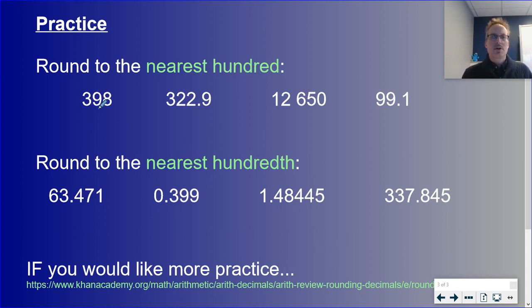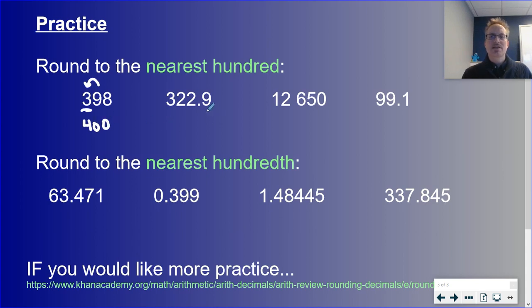Okay, so we're going to round all 4 of these to the nearest hundred. I'm going to underline the 100 place value, and we're going to look to the right of it. This is going to round up because this is a 9, so it's 5 or greater. So this number rounded to the nearest 100 is 400.